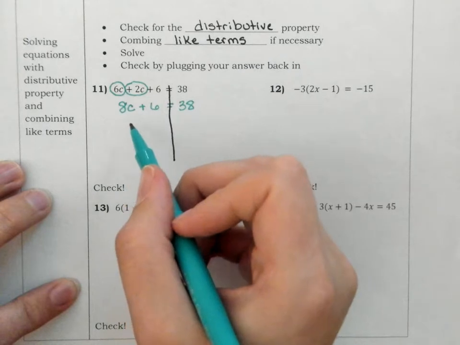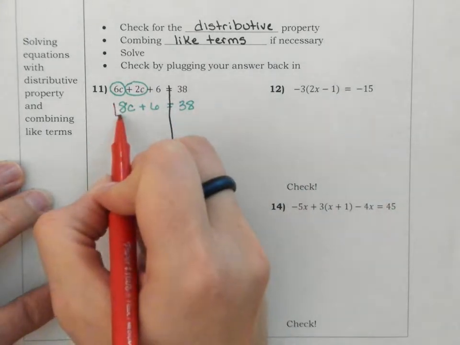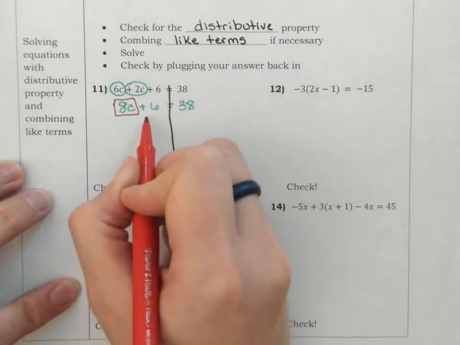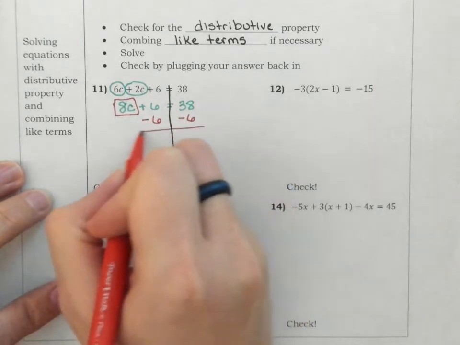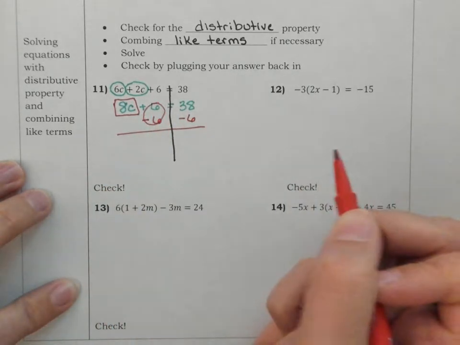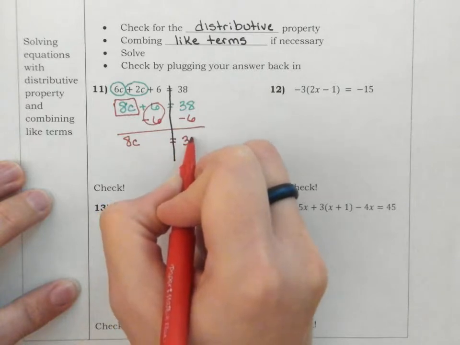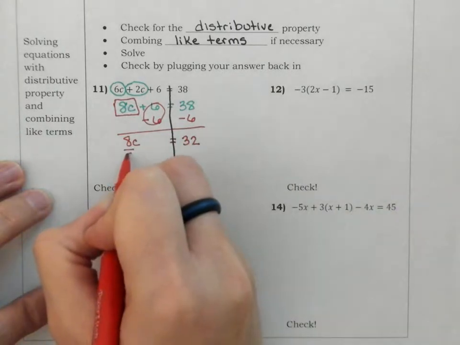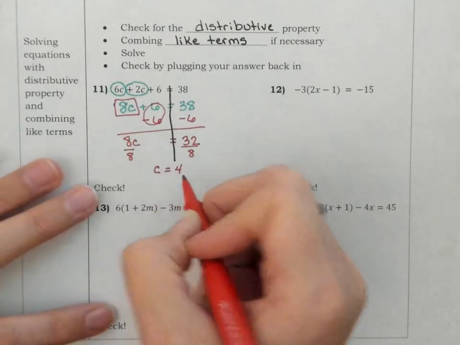But now it looks like a two-step problem where we boxed in the variable and then we got rid of the constant by making a zero pair. So that becomes 0. And then I have 8c equals 32. And we're going to divide both sides by 8 to get c equals 4.